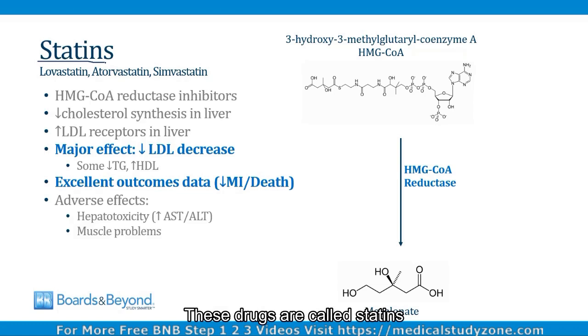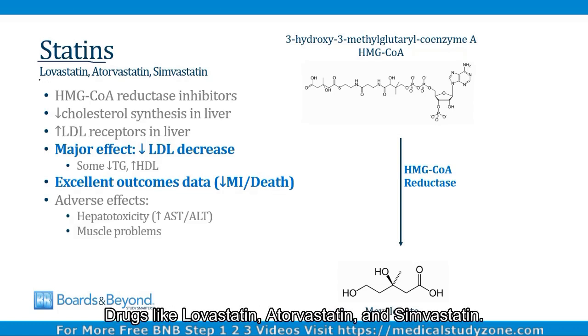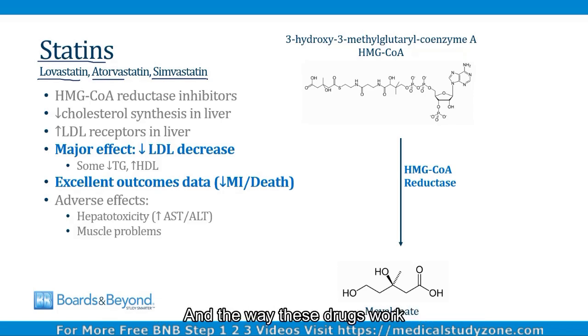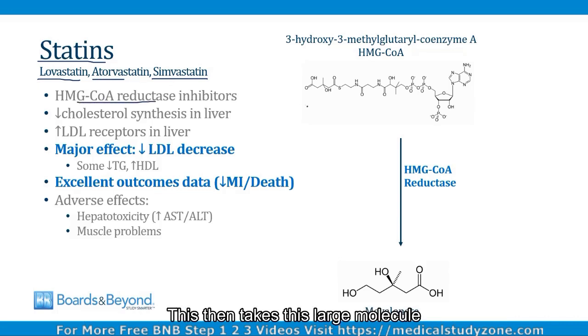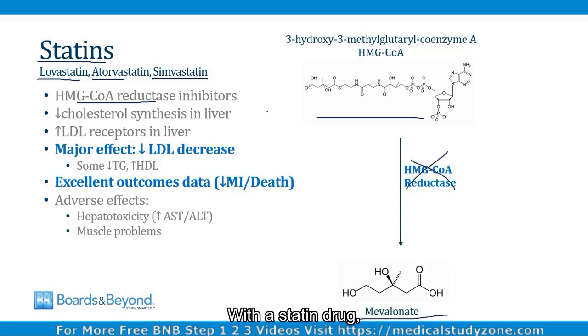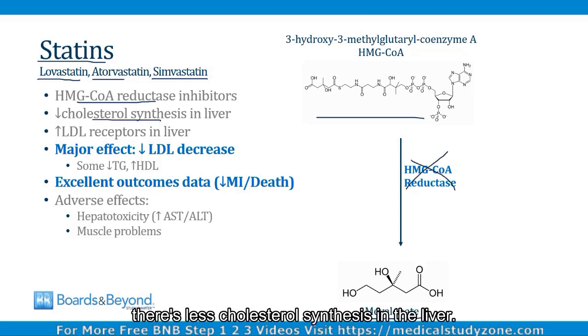These drugs are called statins because their name ends in statin, drugs like lovastatin, atorvastatin, and simvastatin. And the way these drugs work is by inhibiting a liver enzyme called HMG-CoA reductase. This enzyme takes this large molecule shown at the top of the screen and converts it into mevalonate, which can go on to form cholesterol. So when you inhibit this enzyme with a statin drug, there's less cholesterol synthesis in the liver.